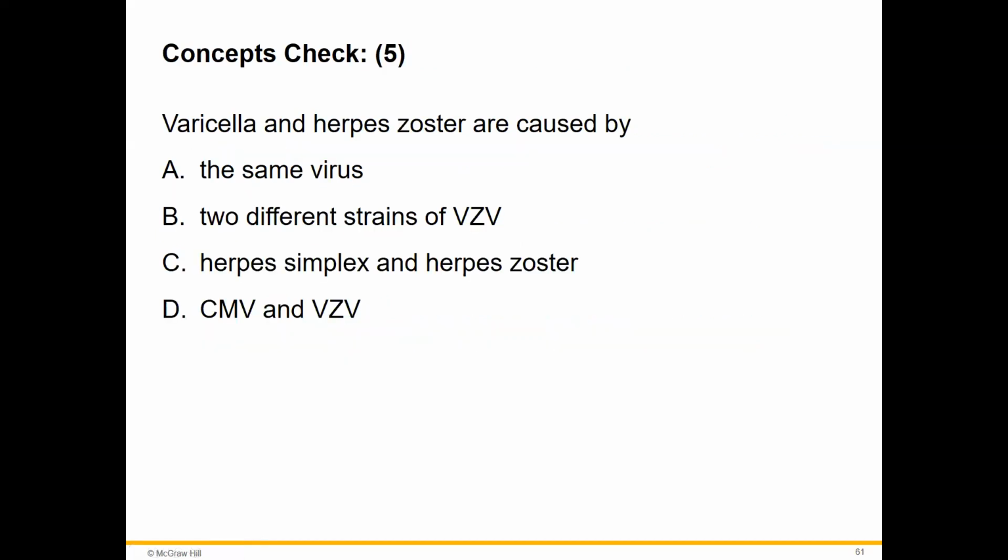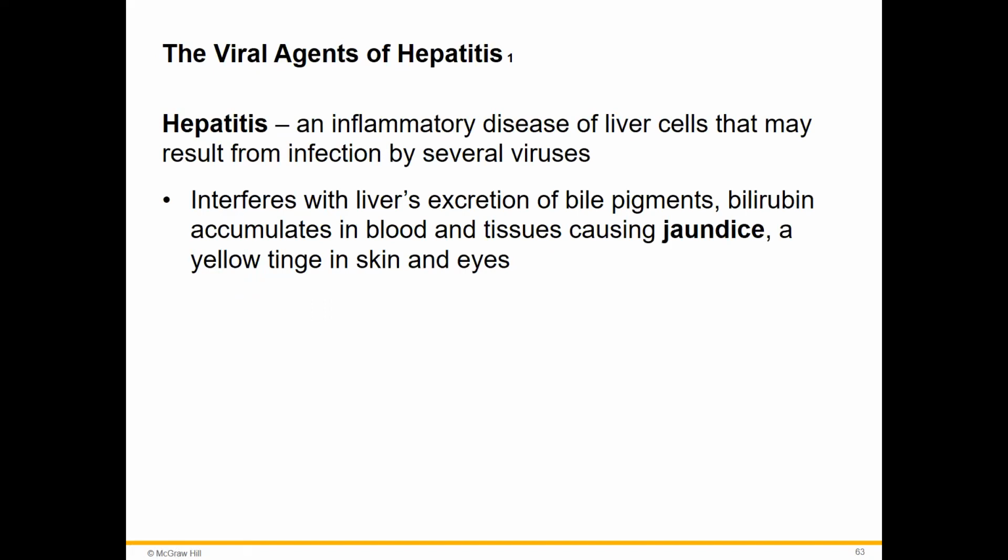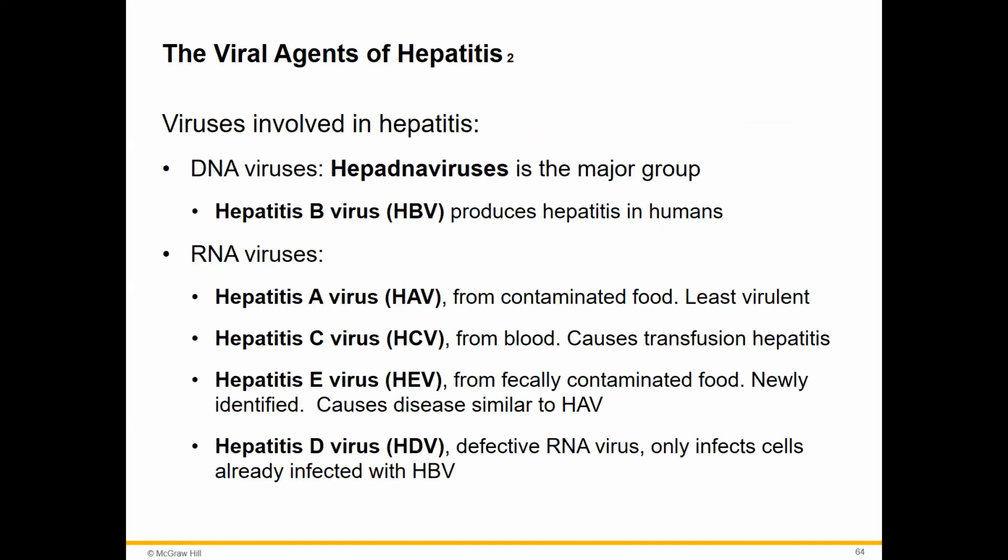Okay. Varicella and herpes zoster are caused by the same virus, varicella zoster virus. All right. Hepatitis. Viral agents that cause hepatitis cause inflammation of the liver. It is interesting because one of them is a DNA virus and the others are all RNA viruses. This is great for test questions. The DNA virus is Hep B. That's the major group for the DNA viruses, hepadnaviruses.